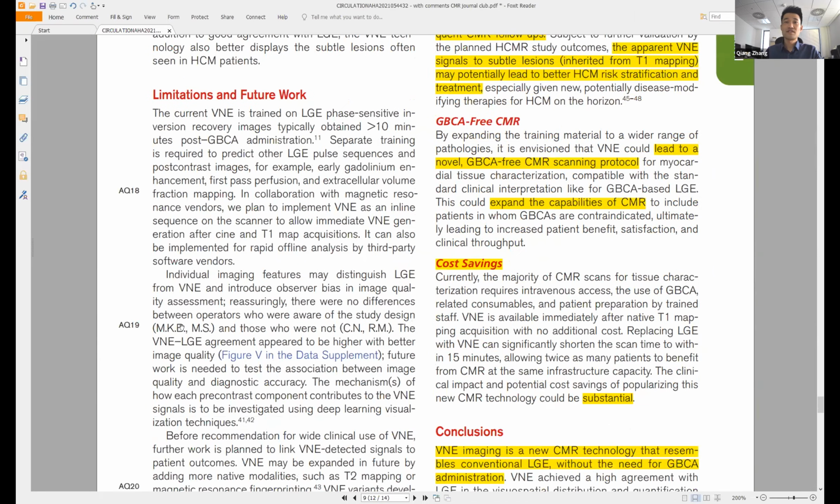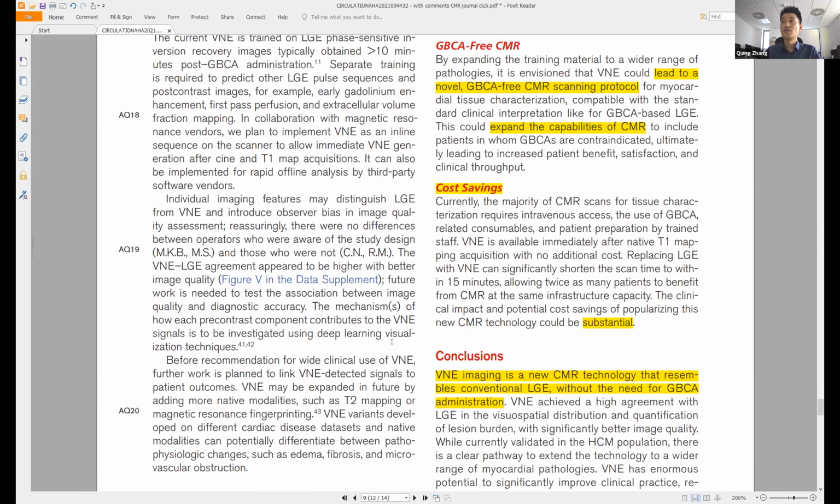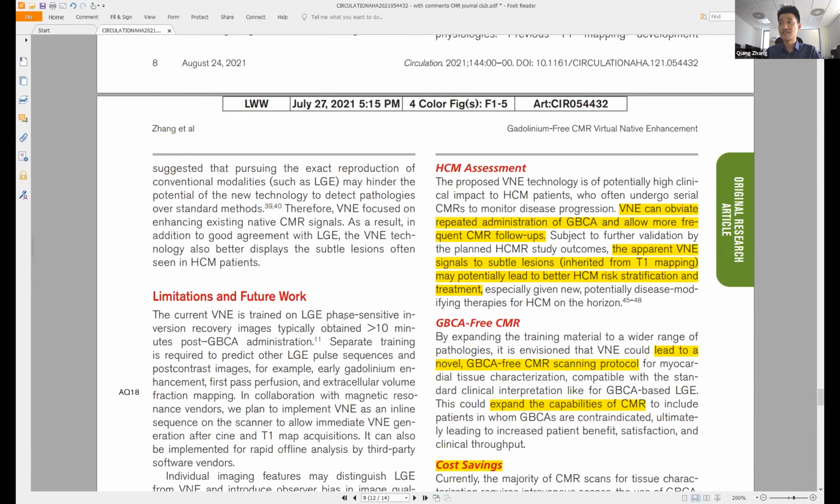So I'll just go through a few clinical impacts we are highlighting. For example, for T1 mapping interpretation, it provides an alternative to translate T1 maps into the common language of LGE, whose interpretation is widely accepted and understood in routine clinical practice. For HCM assessment, VNE can obviate the need for repeated administration of gadolinium and allow more frequent CMR follow-ups.